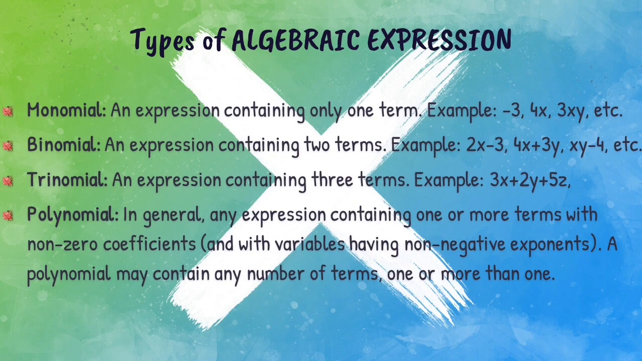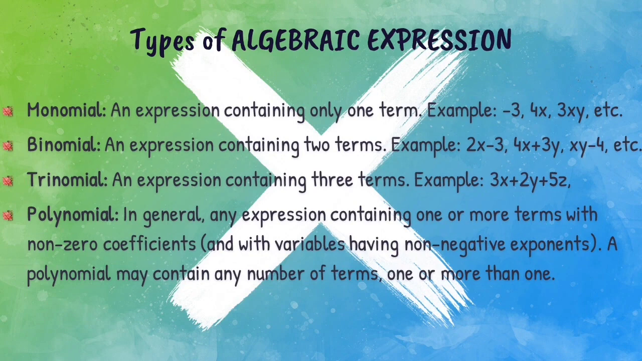Next comes binomial, an expression containing two terms. Here you can see in the examples 2x minus 3, 4x plus 3y, xy minus 4, etc. These are expressions having two terms. Next is trinomial, an expression containing three terms. For example, 3x plus 2y plus 5z. It is an expression where we have three terms. The first term is 3x, the second term is 2y, and the third term is 5z. So it is a trinomial.